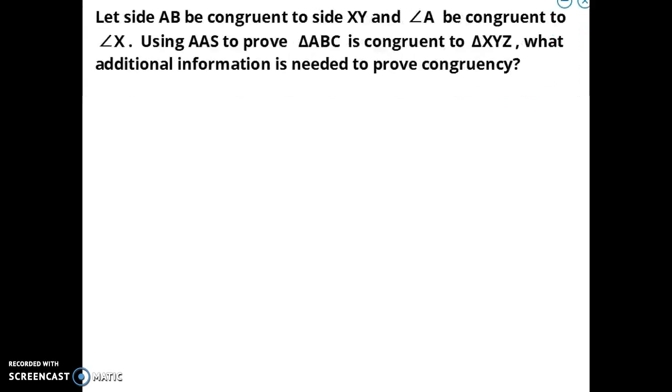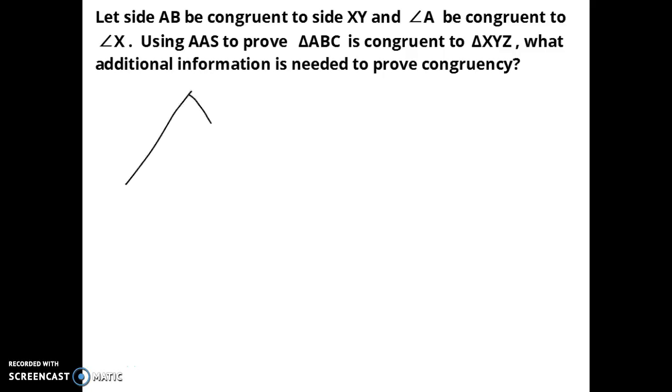And the last question here, it says, let side AB be congruent to XY and angle A be congruent to X. Using angle, side, prove ABC is congruent to XYZ. What additional information is needed to prove congruency? Well, it's geometry. Got to draw the picture.